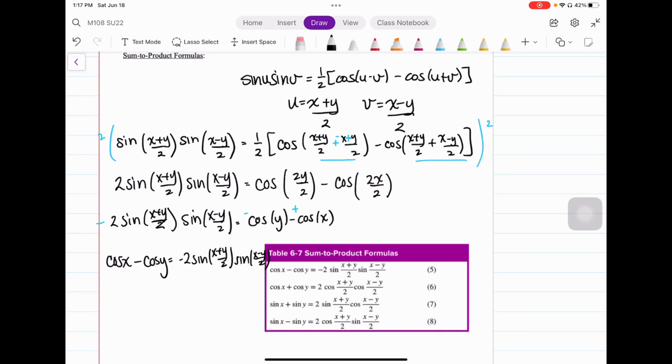And the rest of these formulas can also be proved the same way. And that's it for this section.